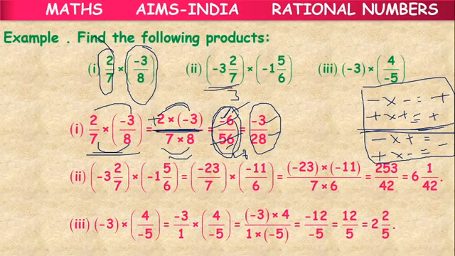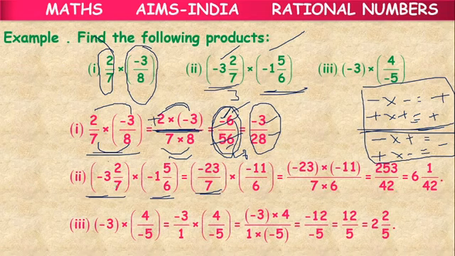Next, minus 3 by 27. Mixed fraction they have given. Minus 1 by 56. Mixed fraction they have given. 2. Product of two mixed fractions we have to find out. First, the mixed fractions we have to change into proper fractions.